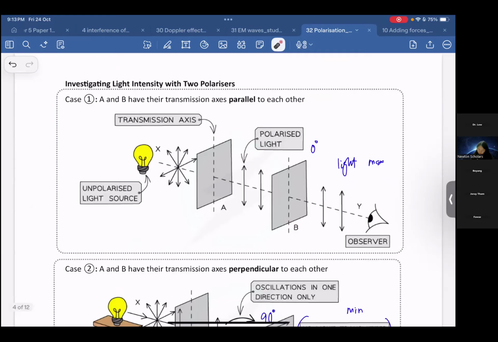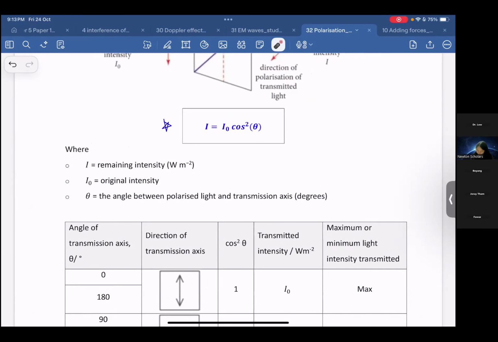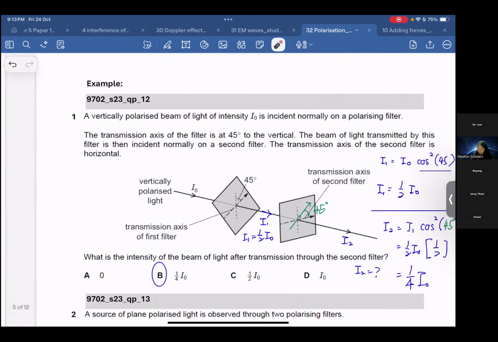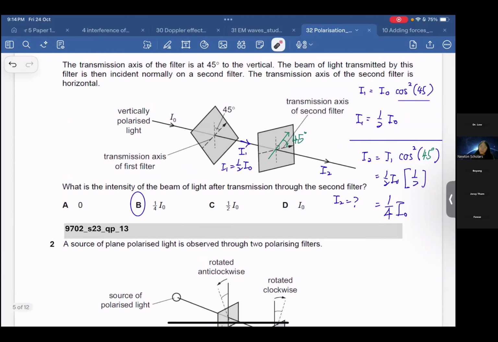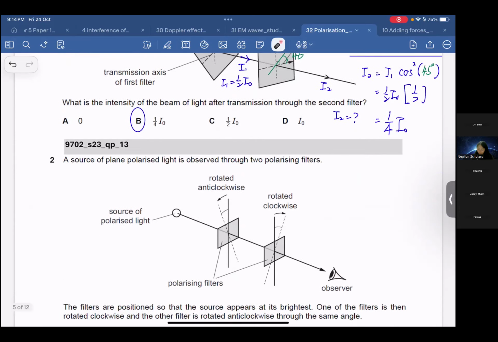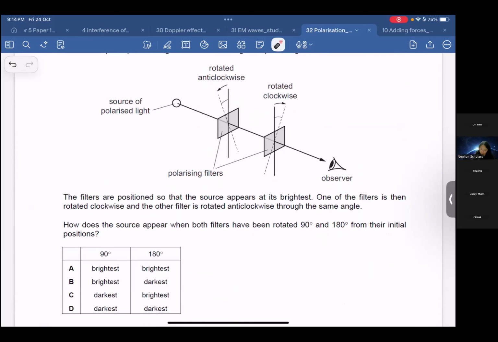The angle at here, the angle between the polarized light and the transmission axis, okay? Then until here, is it okay? This first question is a warm up for you to understand what angle we use, okay? Then the second one, a bit difficult, but should be okay, okay?